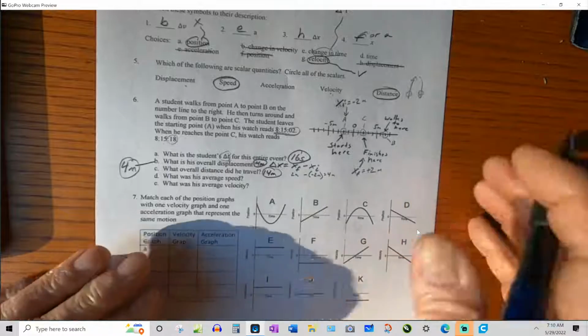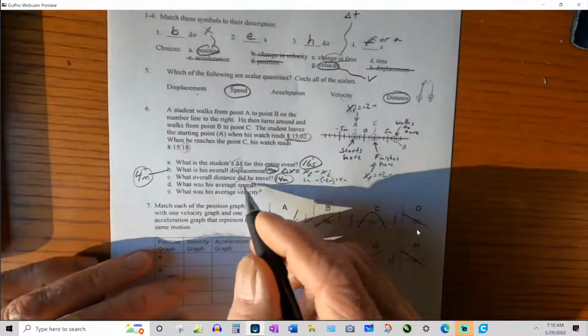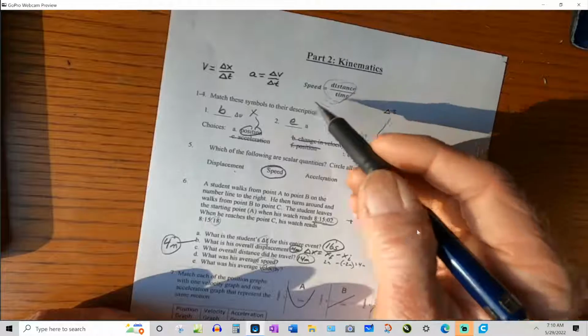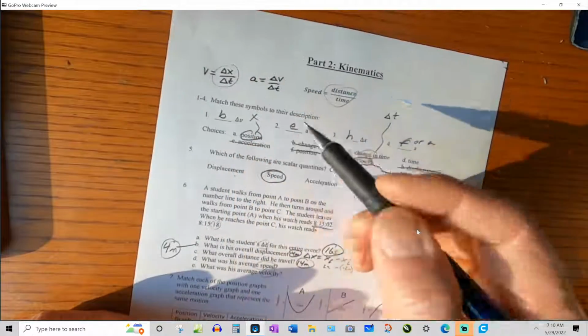Average speed. So speed and velocity are different. Speed is distance over time, and velocity is displacement over time.